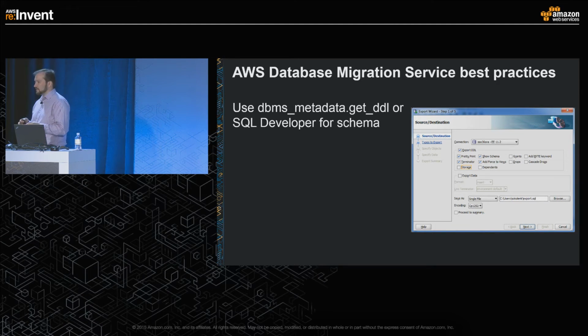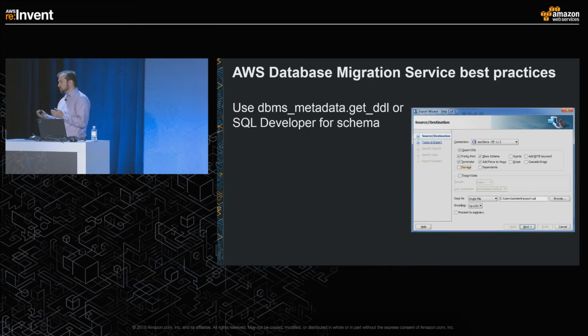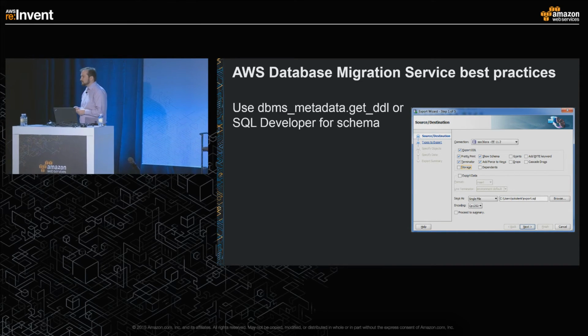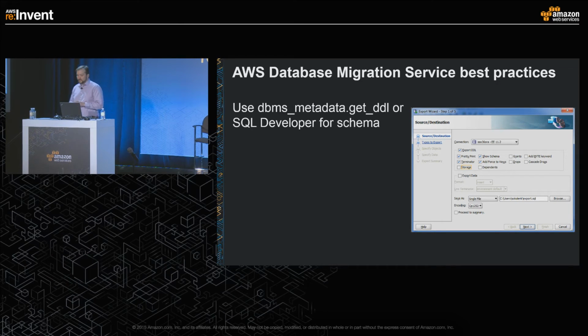So for the secondary objects, what you want to do is use either the native Oracle DBMS metadata package, just to get the DDL of your source database, or you should use some of the other tools available with Oracle, such as SQL Developer. Just make sure that when you export the schema, you don't export the data, because DMS will help you with that.